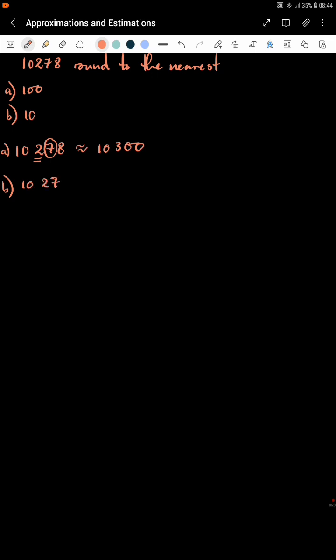And part B, you've been asked to round off to the nearest 10, so it's this number, but you look at 8 is the one that determines whether you're rounding up or down, and you are rounding up in this case, and your answer is going to be 10,280, because 80 is the higher 10.